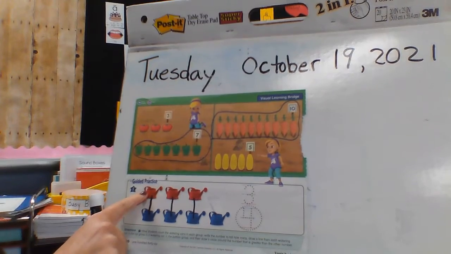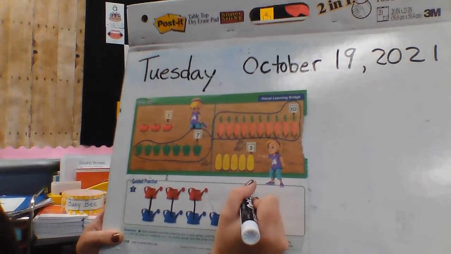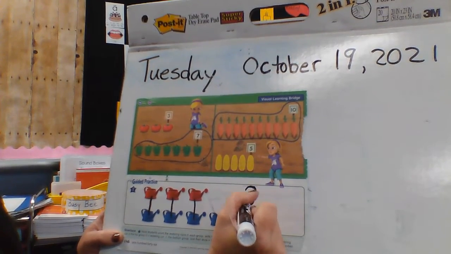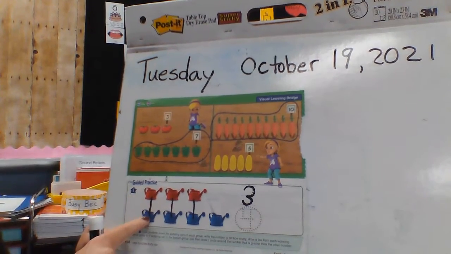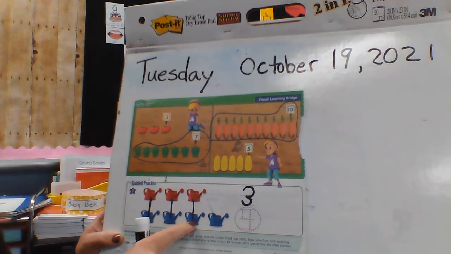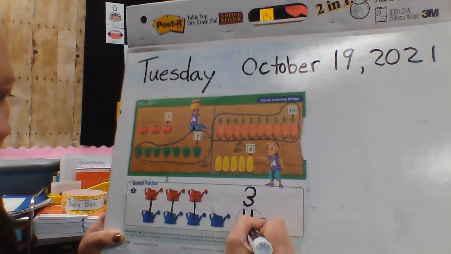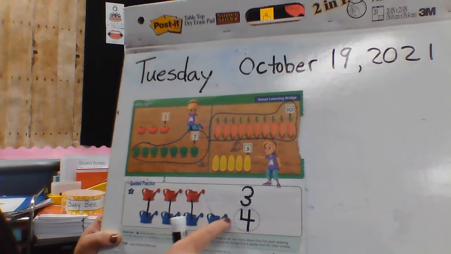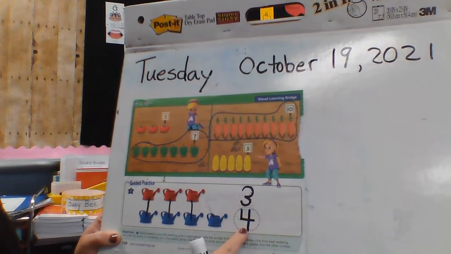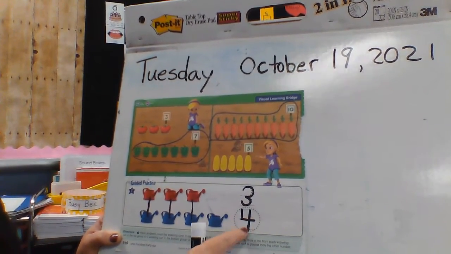So let's count the red. 1, 2, 3. I'm going to write 3 right here because that's how many red I have. Now let's count the blue. 1, 2, 3, 4. 4 blue. So which one has more? Oh, I know that the blue group has more. 4 is greater than 3. 4 is more than 3.